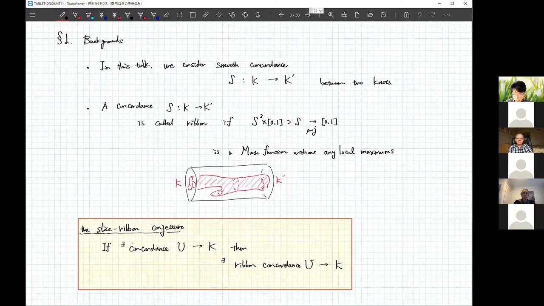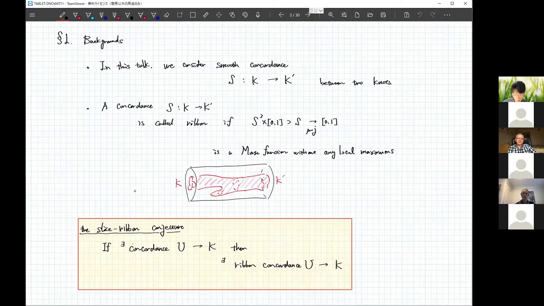In this talk, we consider a smooth concordance between oriented knots. And the concordance S from K to K prime is called ribbon if its projection to the zero-one segment is a Morse function without any local maximums. So a concordance of this form is called ribbon. And usually it is difficult to know when there is a ribbon concordance.